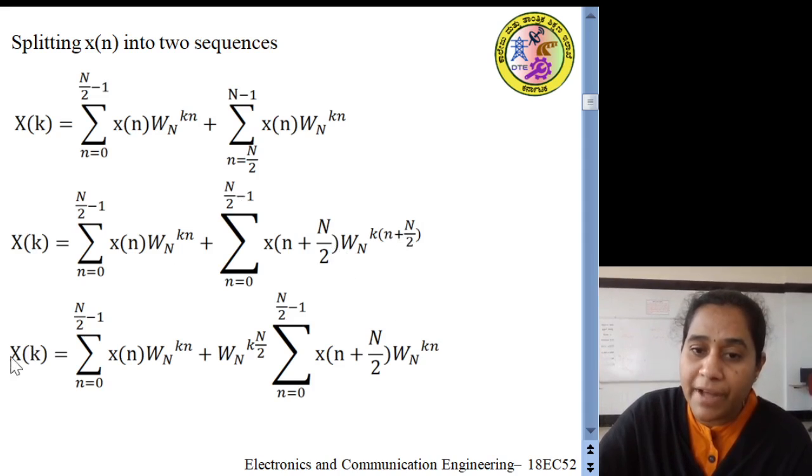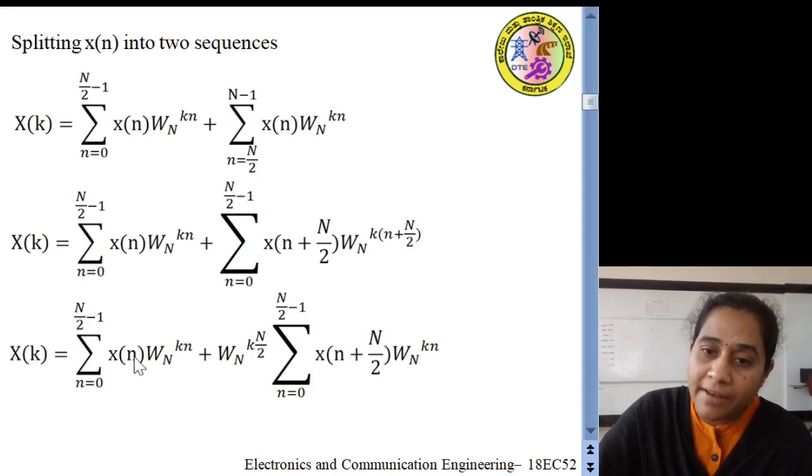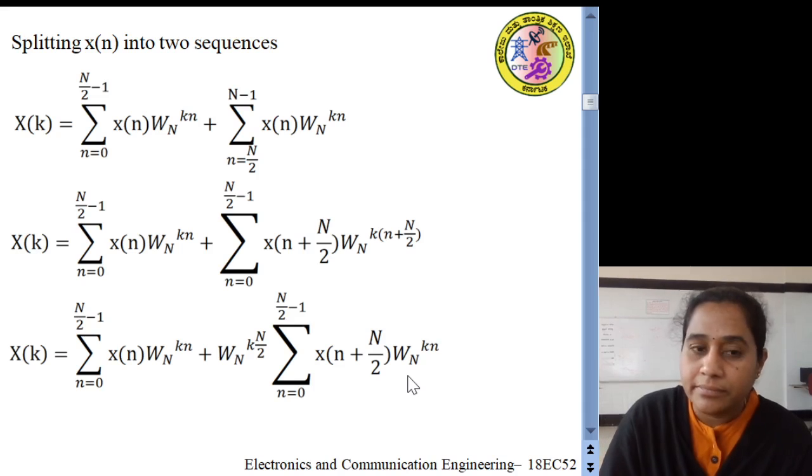So if we simplify, X of k is equal to summation n varying from 0 to N by 2 minus 1 x of n W_N raised to the power of kn, plus, we are taking this term outside because this will be free. If we expand this, the second term will be free of the lowercase n. So W_N raised to the power of k into N by 2 will be taken outside of the summation. Summation n varying from 0 to N by 2 minus 1, x of n plus N by 2 into W_N raised to the power of k into n. This term we are considering here.